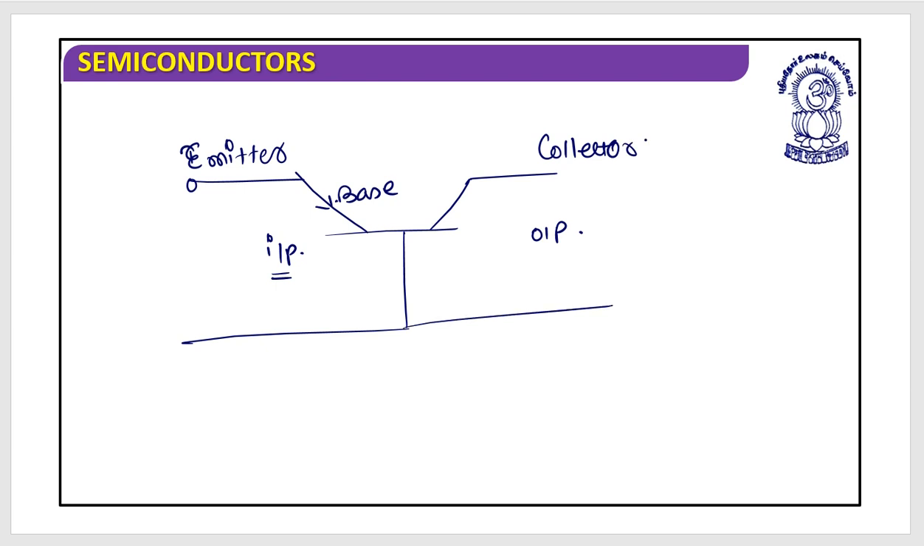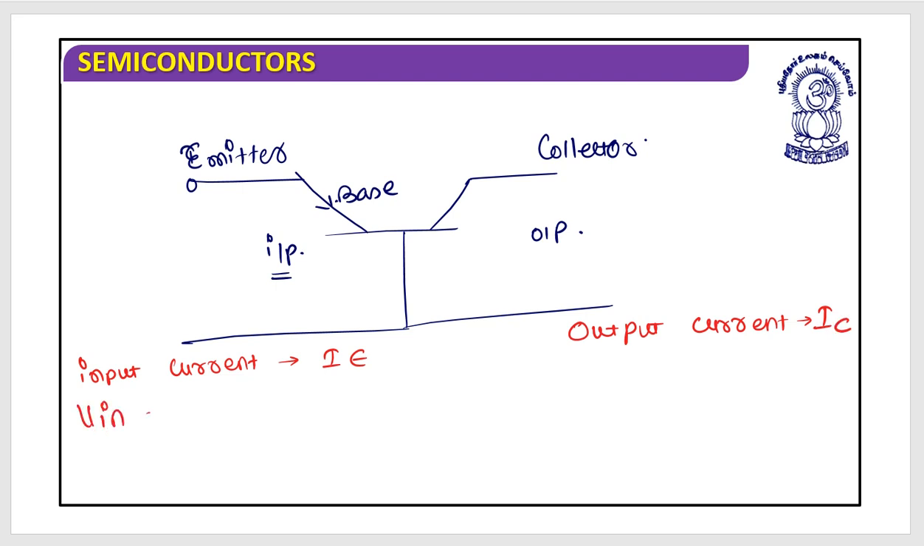Yes. So if I write down all the terms, then input current will be the IE, while on this side output current will be the IC. V input will be equal to I in multiplied by R in. V output will be equal to I out, that is generally IC, multiplied by R out.